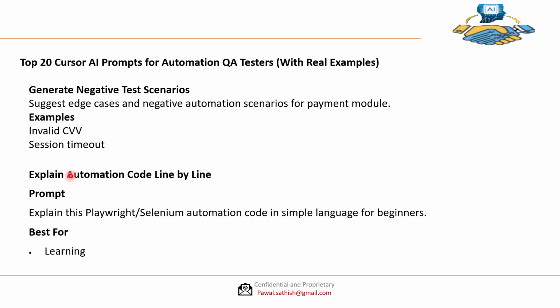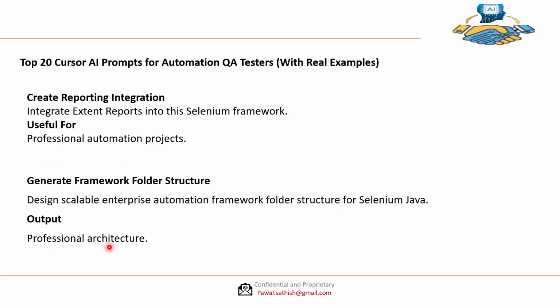If we get any automation script and we don't know what it does because it's complicated, we'll simply give the prompt like "explain this Playwright Selenium automation code in simple language for beginners." It's very useful for learning purposes. It will explain in very simple language.